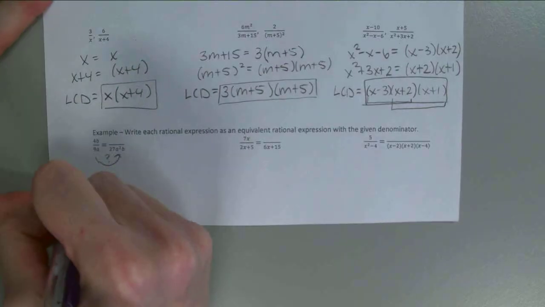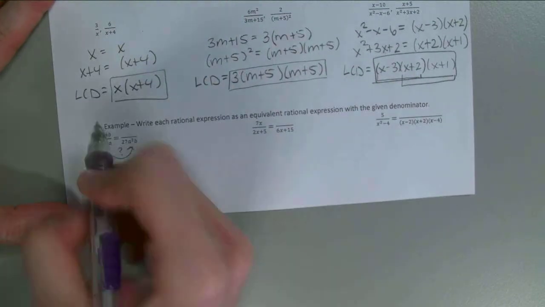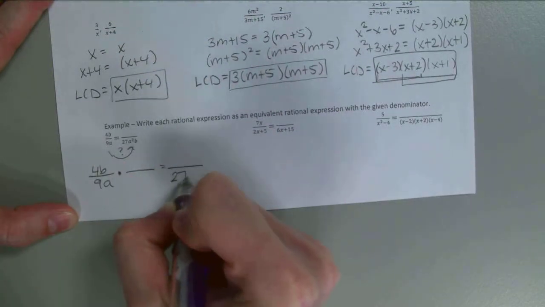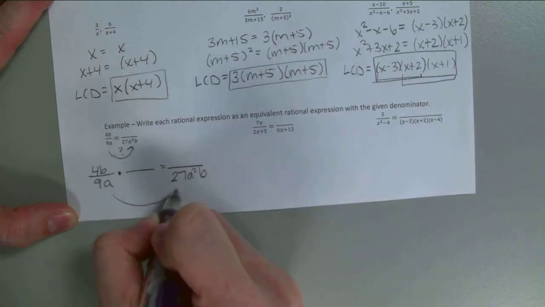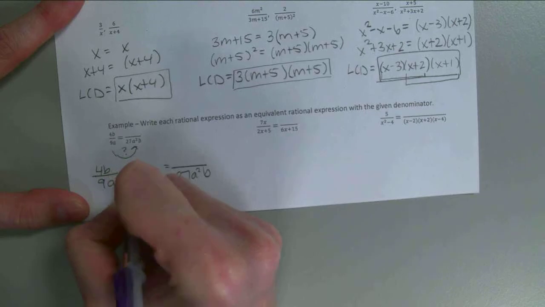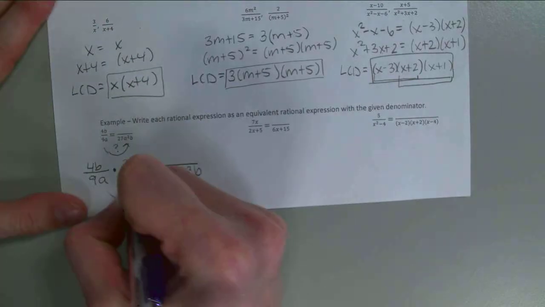So we have 4b over 9a, right? We've got to figure out, what did we multiply to get to 27a squared b? Because whatever we multiply the bottom by, we're going to make sure we multiply the top by that. All right? So we said 3 for sure. So we'll write a 3 on top and bottom. What did we multiply a by to get to a squared? Another a. So if we do that on the bottom, we have to do it on the top.